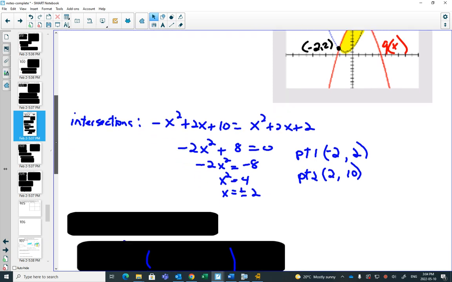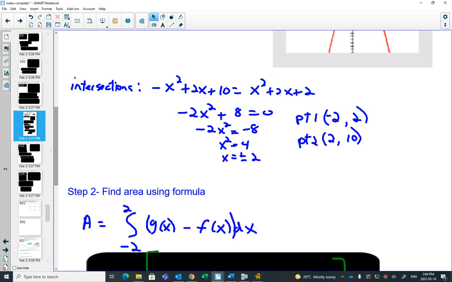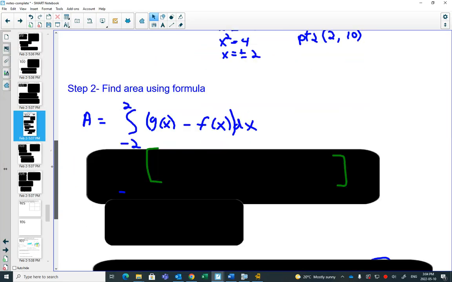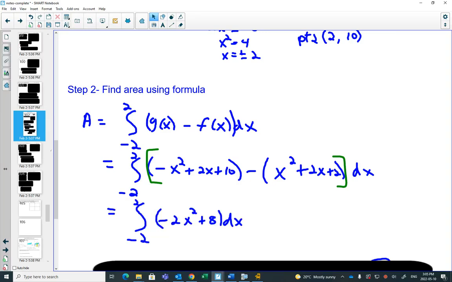Once you've found the intersection points, then you can find the area just by subtracting the two functions. So negative 2 to 2 of the upper function minus the lower function. And usually, we can look at the two equations and do a bunch of simplification inside the brackets first to make our integration simpler. So for example, in this case, the inside simplifies to just negative 2x squared plus 8.